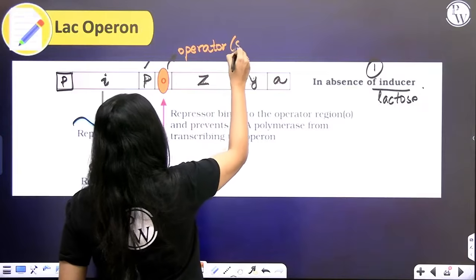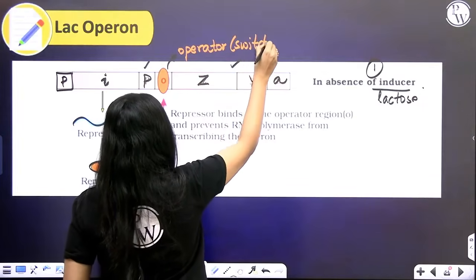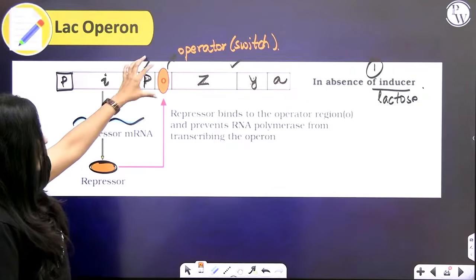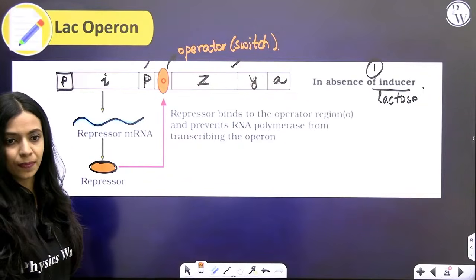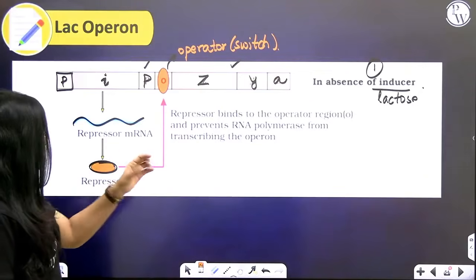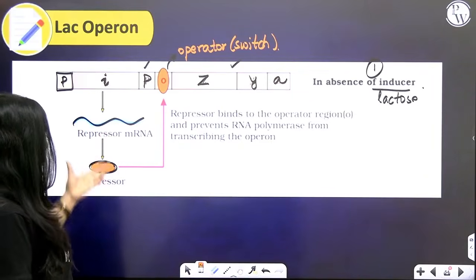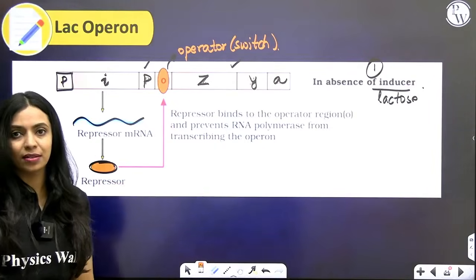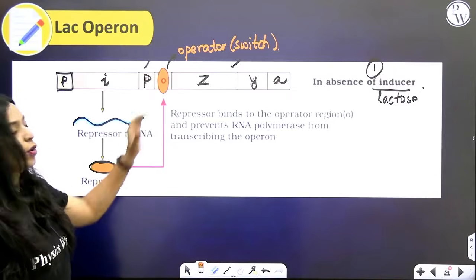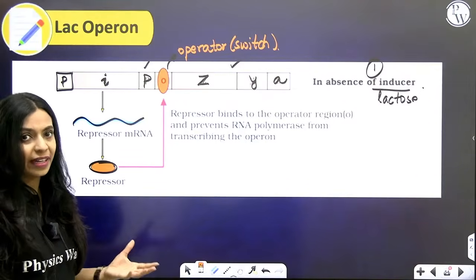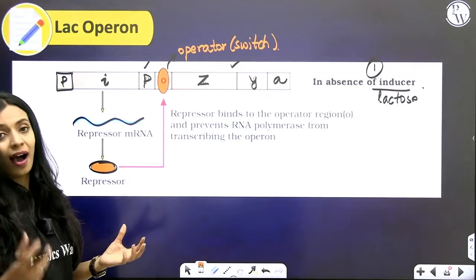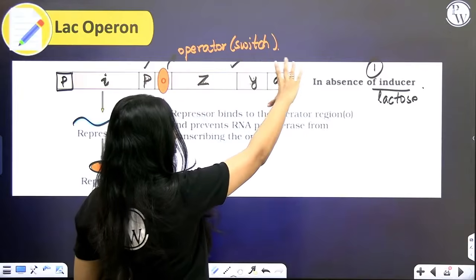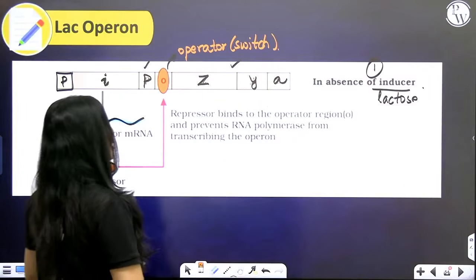This operator itself will act as the switch. This repressor has the ability to go and bind to the operator. Whenever there is no lactose, the repressor that is always going to be synthesized constitutively will bind with the operator. Remember, for transcription what do we need? We need RNA polymerase. RNA polymerase along with sigma factor will recognize the promoter, go on and form the RNA, and at the end it will get terminated.